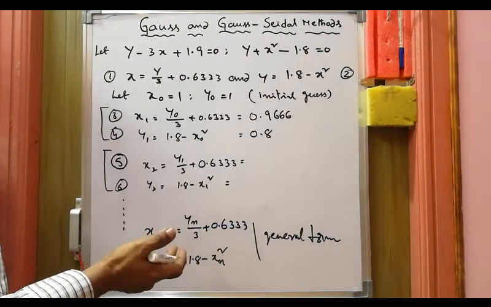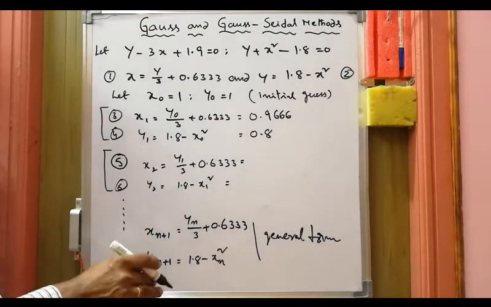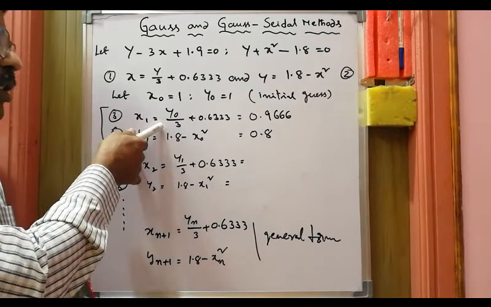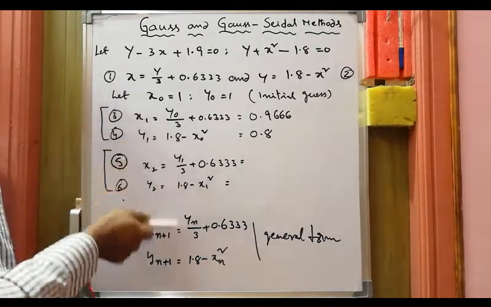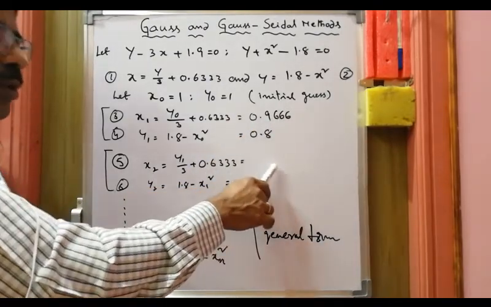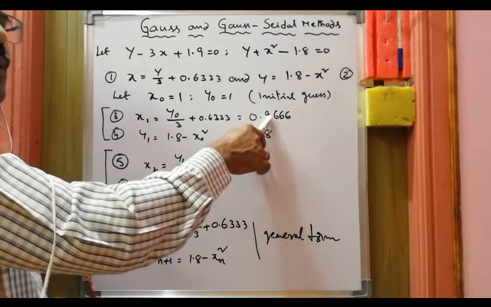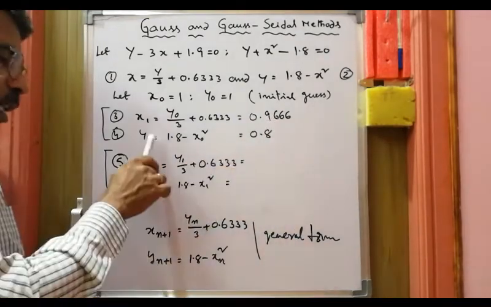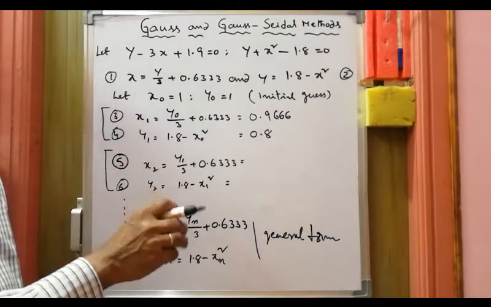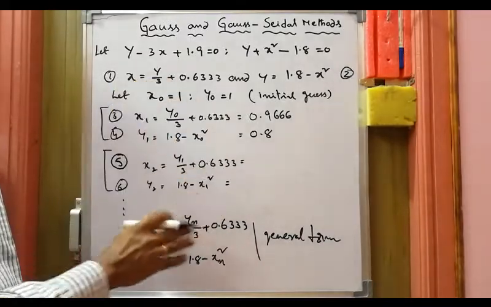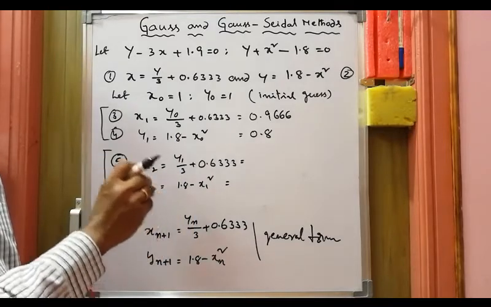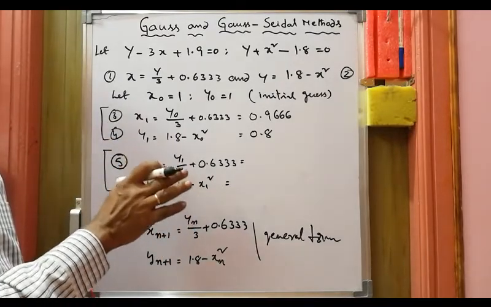And when do we stop? You should always find out the error, that means the difference between the previous values and the present values. Suppose x1 is 0.9666, x2 is something else. This difference is called error. Likewise, the y1, y2 difference is the error in y. If these errors are exactly 0, we say that the solution is converged, the solution is perfect, it is obtained without any deviation.